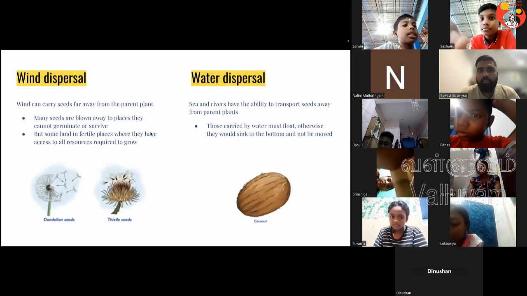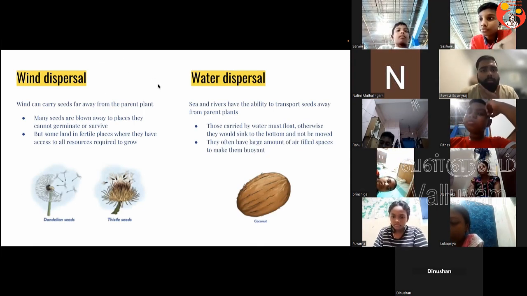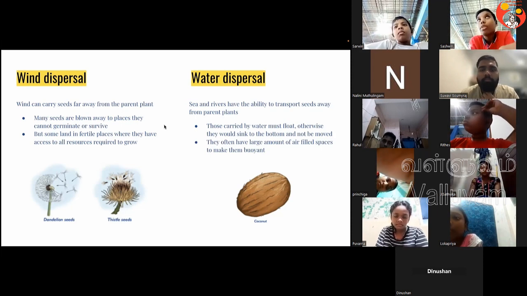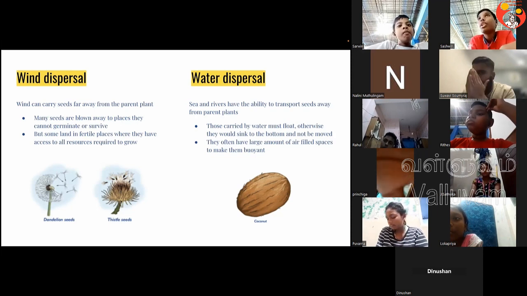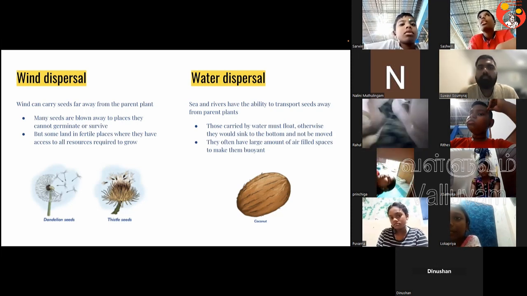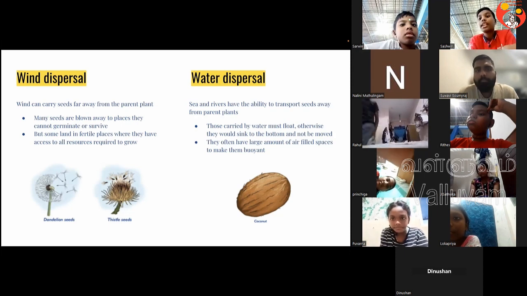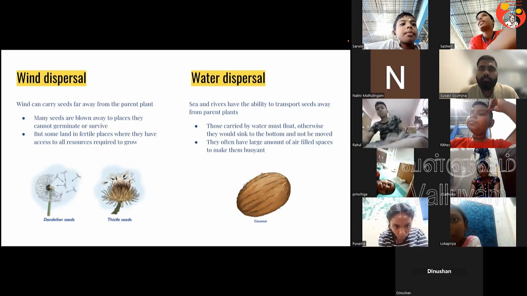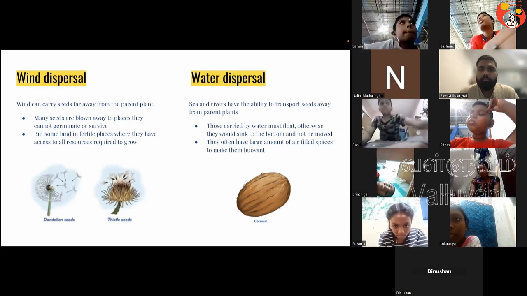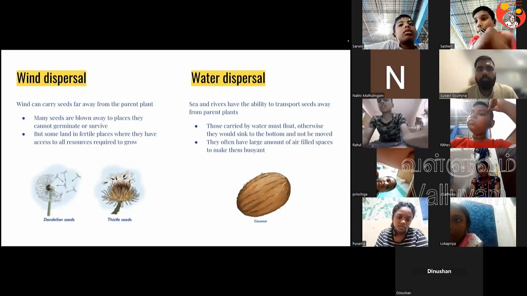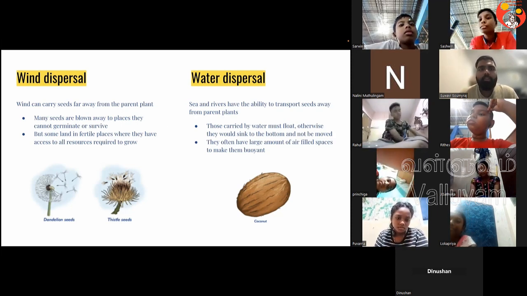Okay, cool. Sashwin, I see your hand up. Yes, sir. I'm giving an example, sir. Like a watermelon, if you throw a watermelon in the deep sea, it will sink. It doesn't float because it doesn't have that much air in it. If the watermelon has air in it, it can float in water. Yeah, definitely. Exactly right. Spot on, Sashwin.